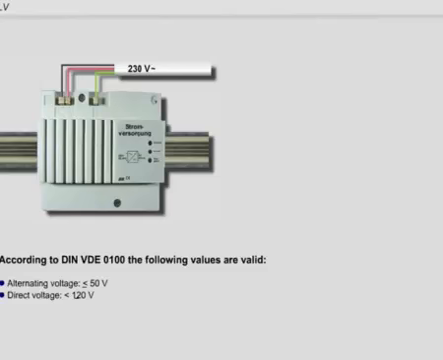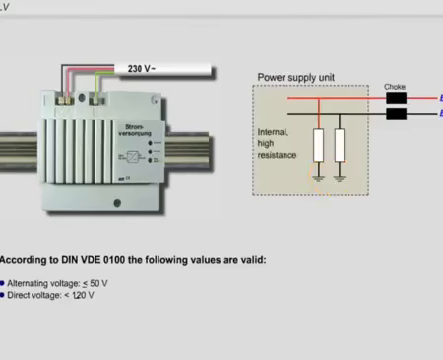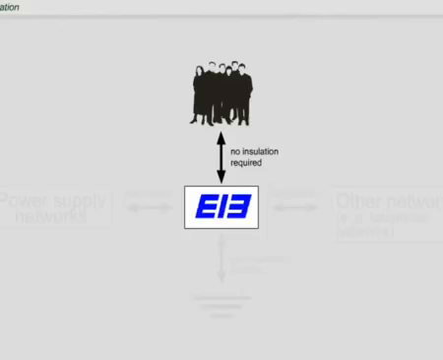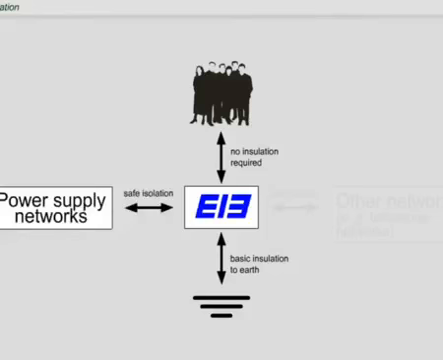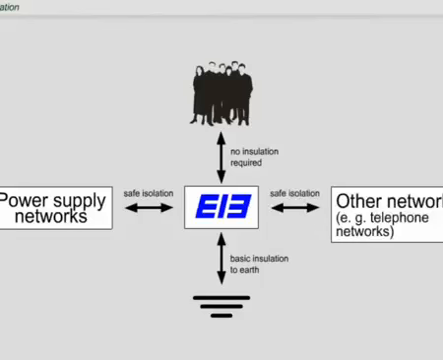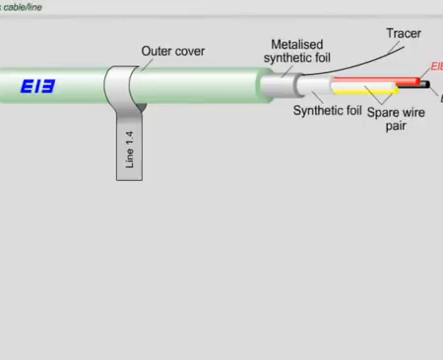According to the German standard DIN VDE 0100, the following limiting values apply to safety extra low voltage. The safety extra low voltage circuits do not require insulation on the user's side. A basic insulation to earth is sufficient. A safe insulation of the power supply system and other networks must be guaranteed. This also applies to other networks. EIB KNX certified or EIB KNX approved cables are recommended for use as the bus cables.